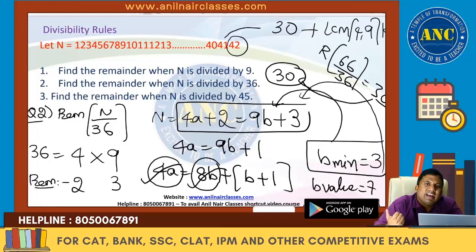You can take any value of b. The answer will be greater than 36, so further divide by 36 and you will get the answer. It is equivalent to taking the minimum value and finding a value which is less than 36. You take b value 7. 7 9s are 63 plus 3, 66. 66 is greater than 36. 66 when divided by 36, the remainder will be 30. I hope the idea is clear.